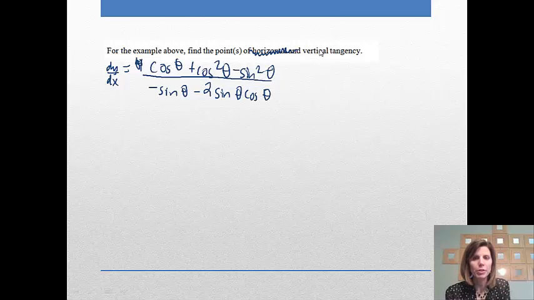All right, so if we want vertical tangency, we are looking for where the slope would be undefined, and that would be when the denominator equals 0. So I'm going to take that denominator and set it equal to 0.